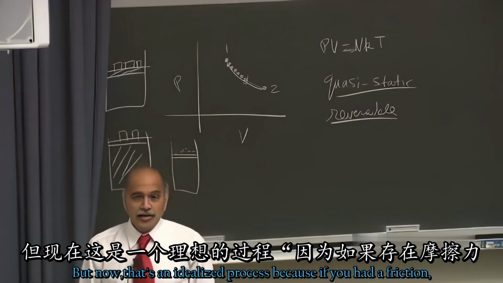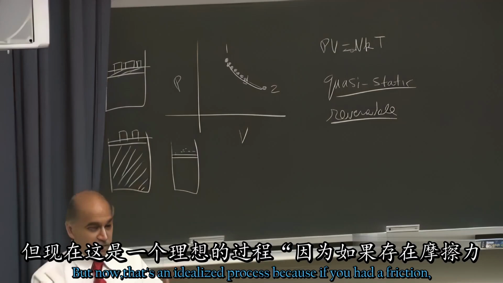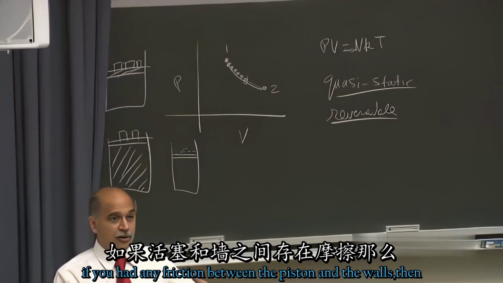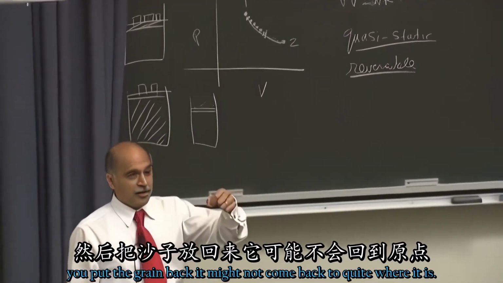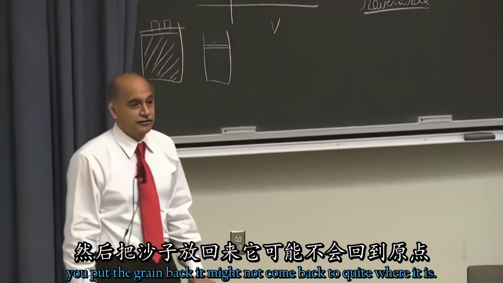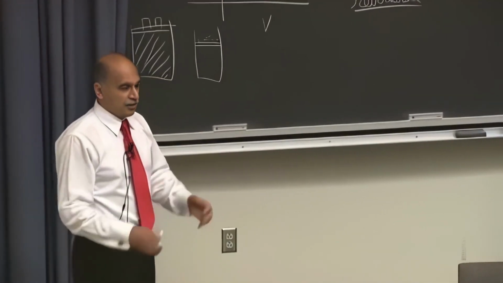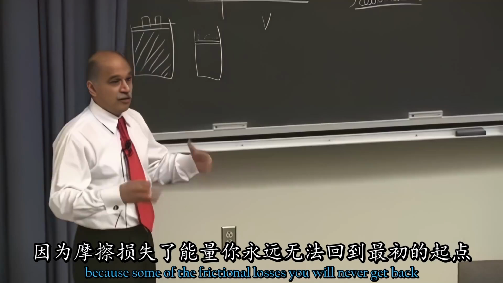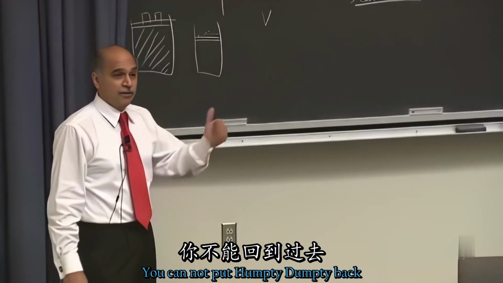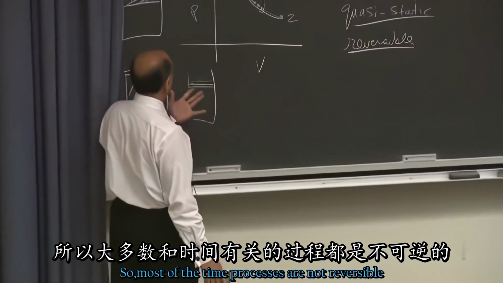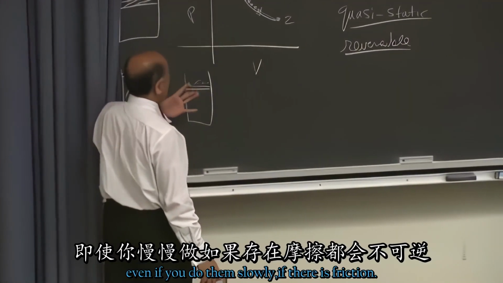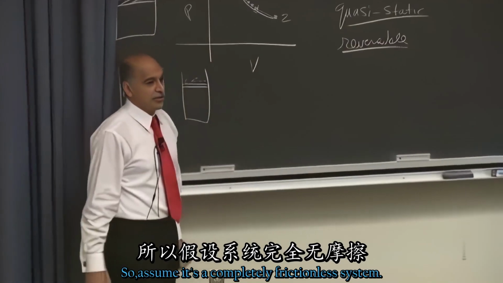But now, that's an idealized process, because if you had any friction between the piston and the walls, then if you took out a grain and it went up, you put the grain back, it may not come back to quite where it was. Because some of the frictional losses you will never get back. You cannot put the Humpty Dumpty back. So most of the time, processes are not reversible, even if you do them slowly, if there is friction. So it's assumed it's a completely frictionless system.